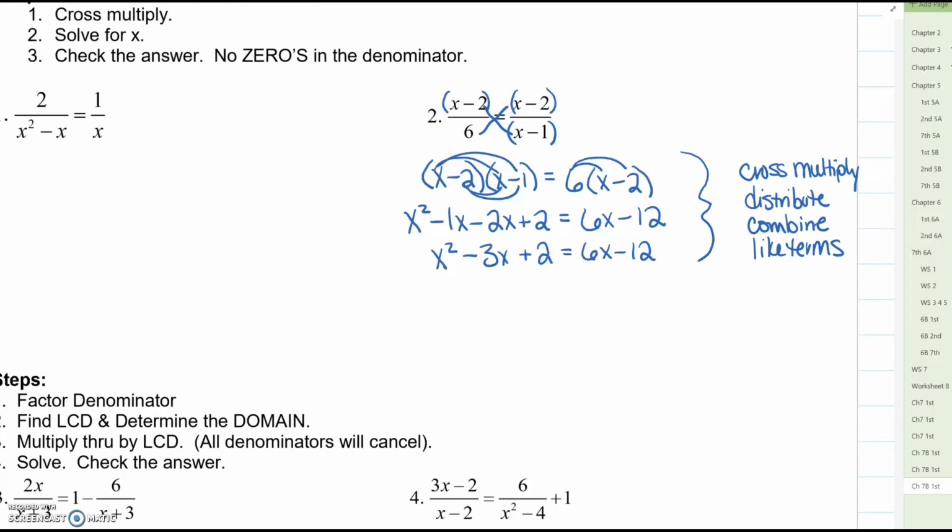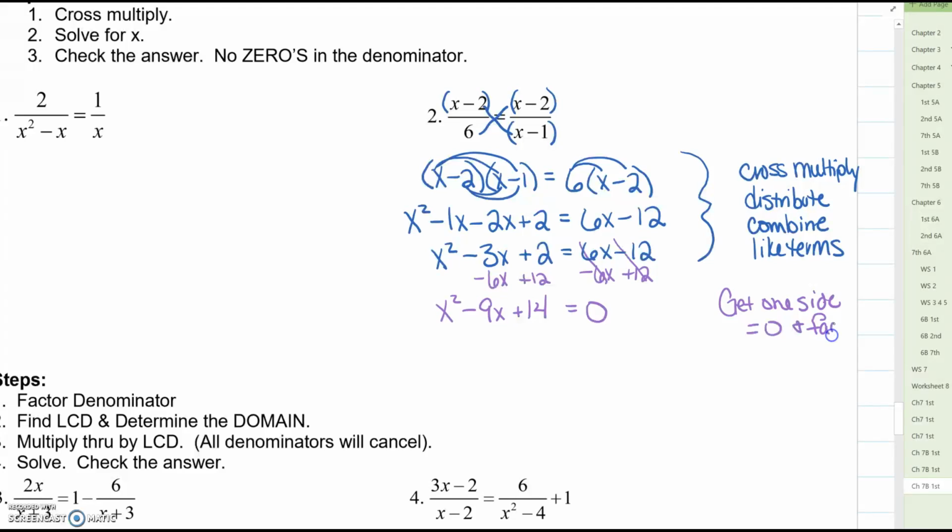What do you think we need to do next? Yep, subtract 6x on both sides and add 12 on both sides. We're basically getting 0 on one side so that we are able to factor. So we are going to get one side equal to 0 and factor.